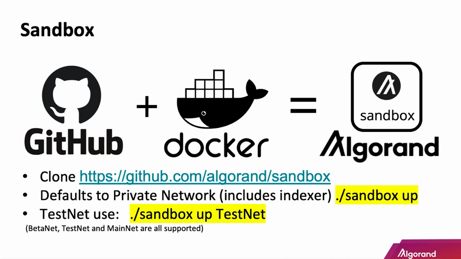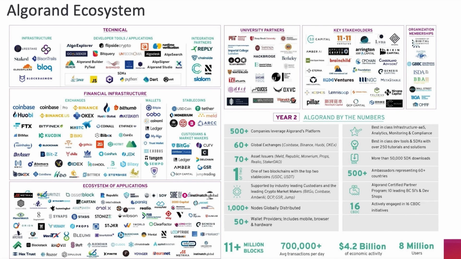You need Docker, and you clone that GitHub repo with the sandbox, and then you can bring up different networks to do testing and development with. Everything from a private network, which is just local, like a personal one to practice with. Then BetaNet, TestNet, and MainNet are the three other ones that we have.